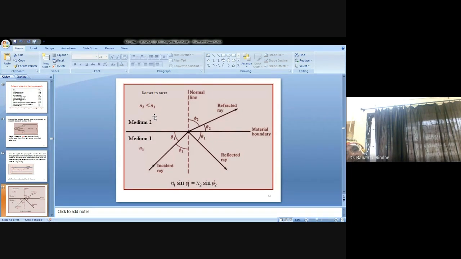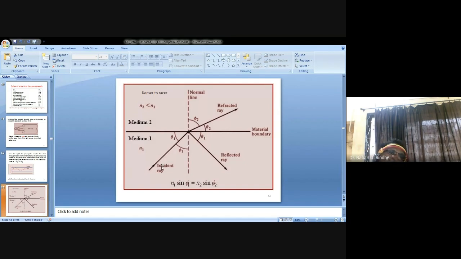Okay. And if you want to add the impurity, then N2 is less than N1, and here N1 is greater than N2. Therefore, this is a material boundary and this is a normal line to this plane. Okay, you have to follow Snell's law also.